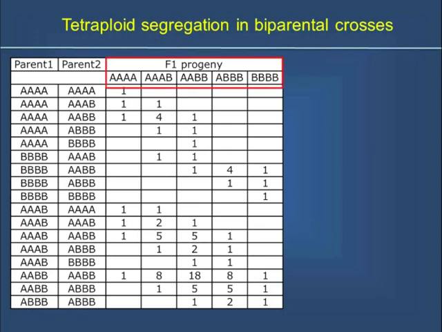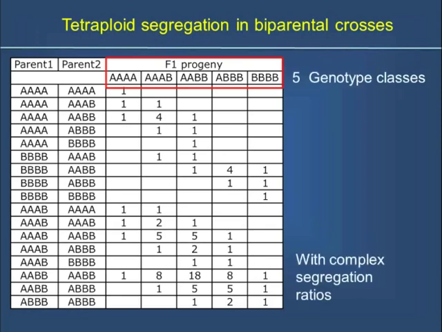segregating progeny we can have here. We're going to have the 5 different genotypic classes, and then you have different complex segregation ratios.